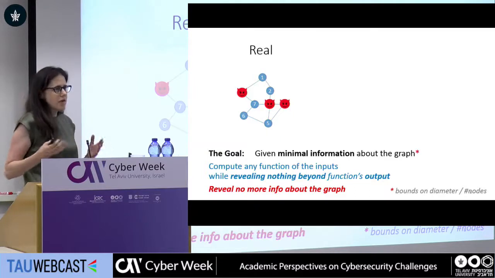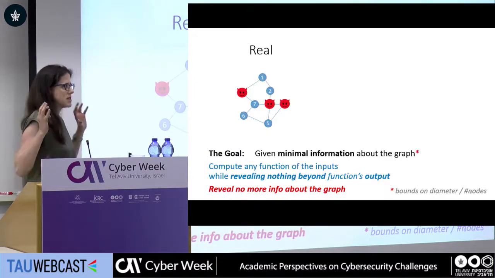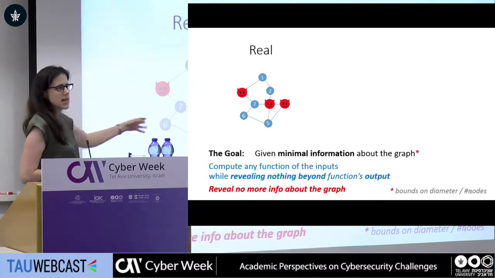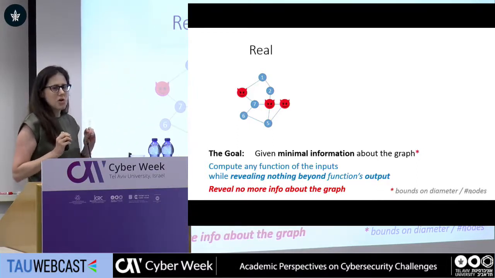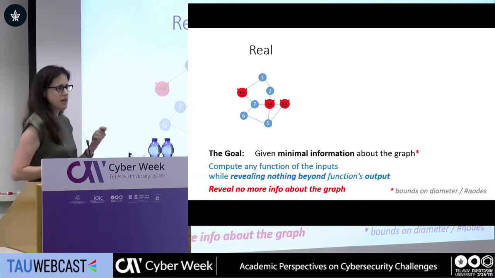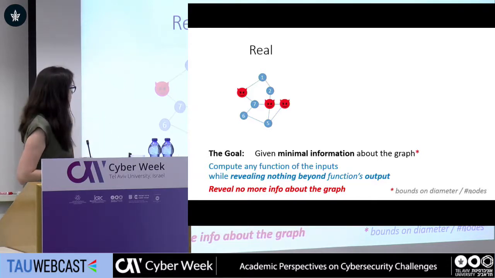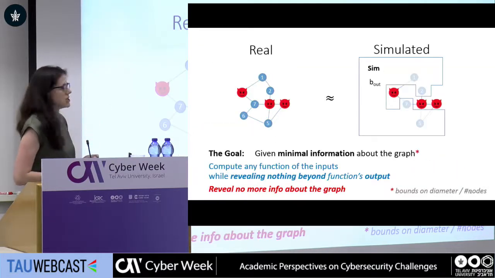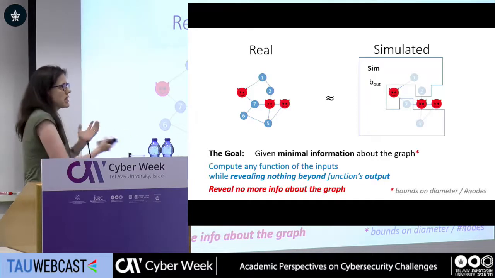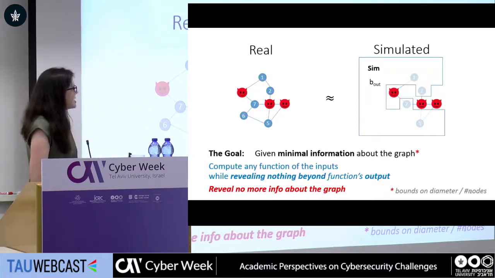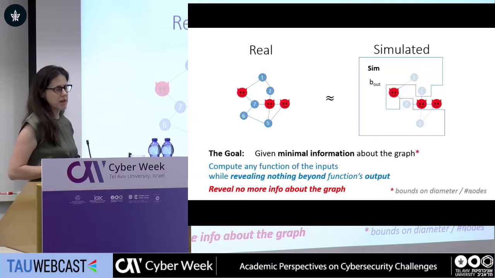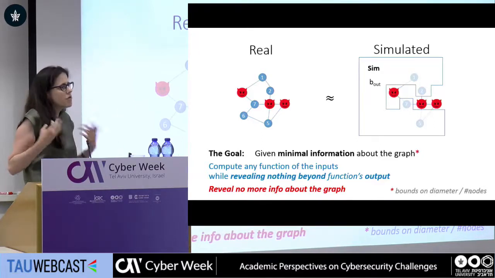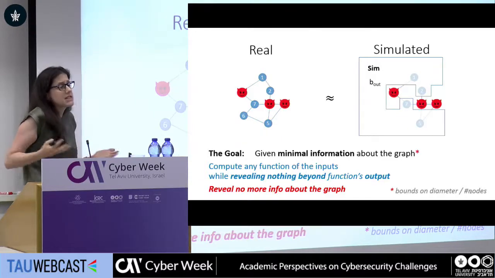And when I say reveal no more information about the graph, it's in the strong definition of the simulation paradigm in cryptography. If you think of this network with some of the nodes hijacked by an adversary that can control the communication and sees everything going on there, we want what the adversary sees to be computationally indistinguishable from the case where the adversary is never talking with this real network. Instead, it's talking with a simulator that can't reveal anything to the adversary because it doesn't know anything.